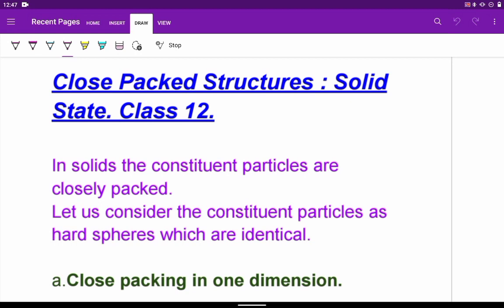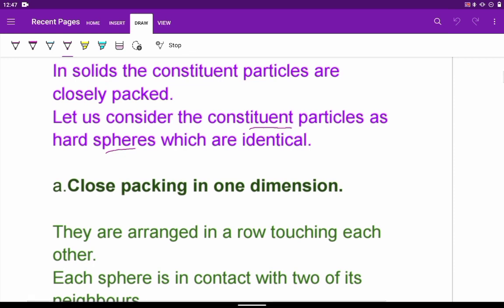Now if we consider the constituent particles as hard spheres which are identical, then we can build up the three-dimensional structure. For that we require three steps. So what we are considering, the constituent particles are hard spheres. So first of all we have to do close packing in one dimension. We are going with the close packing in one dimension.